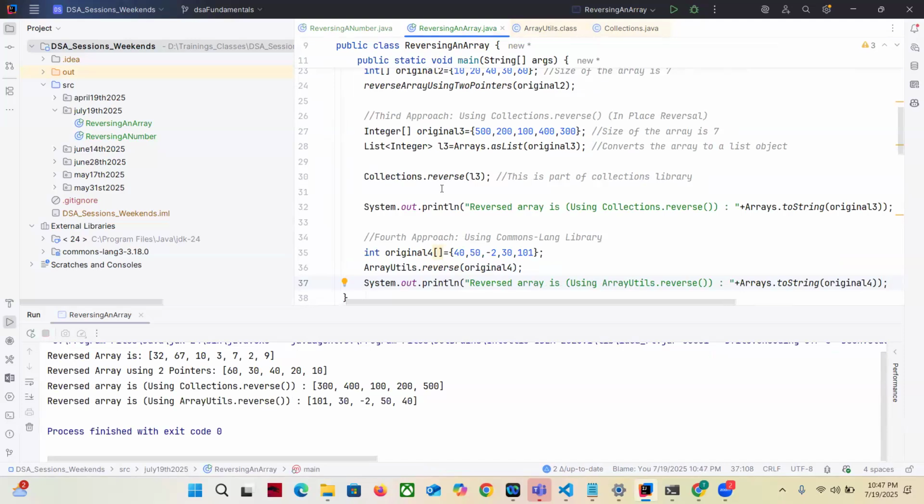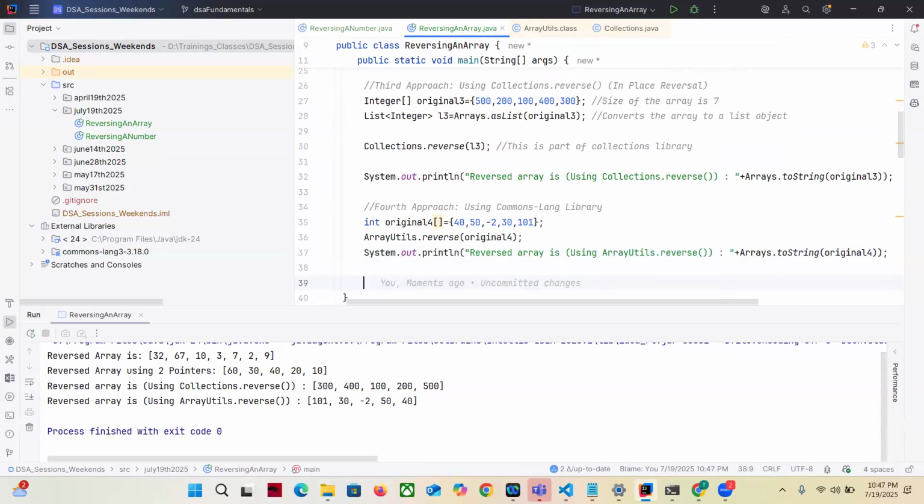Clear? Any doubt so far with the fourth approach? There is one more approach called IntStream. I'm thinking whether to go for that approach or not. I don't know how many of you can pick this up. I'm not so sure, but there's one more concept using streams. So let me give it a try. If it works out, great.